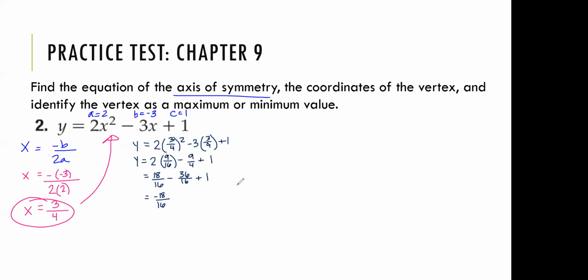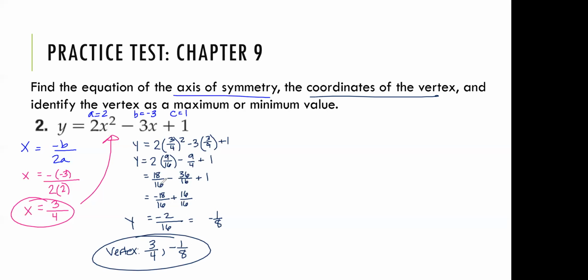Now I still need to add 1, but I want a common denominator. So 16 divided by 16 is 1, right? So negative 18 plus 16 is negative 2. My denominator stays the same, and I can simplify by 2, and I get negative 1/8. So y is equal to negative 1/8. So my coordinates for my vertex: when x is 3/4, then y is equal to negative 1/8. Okay, so this is my vertex.